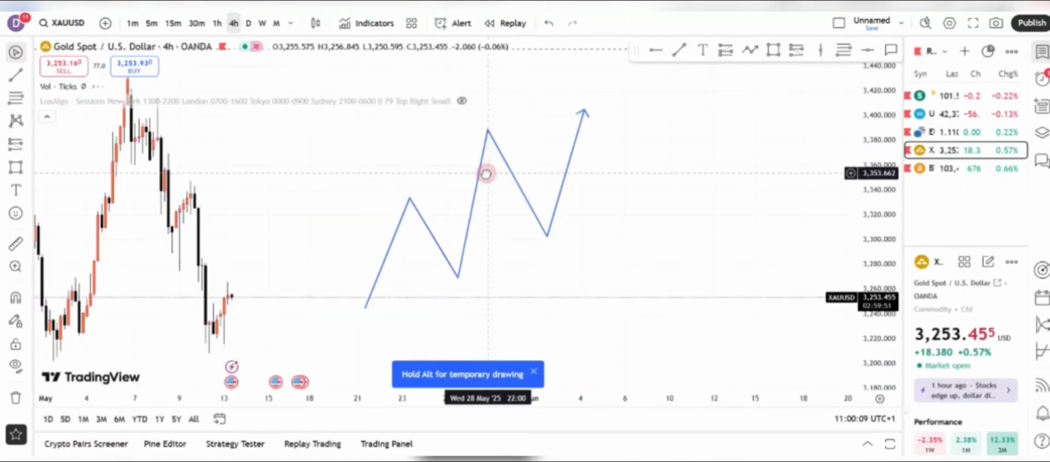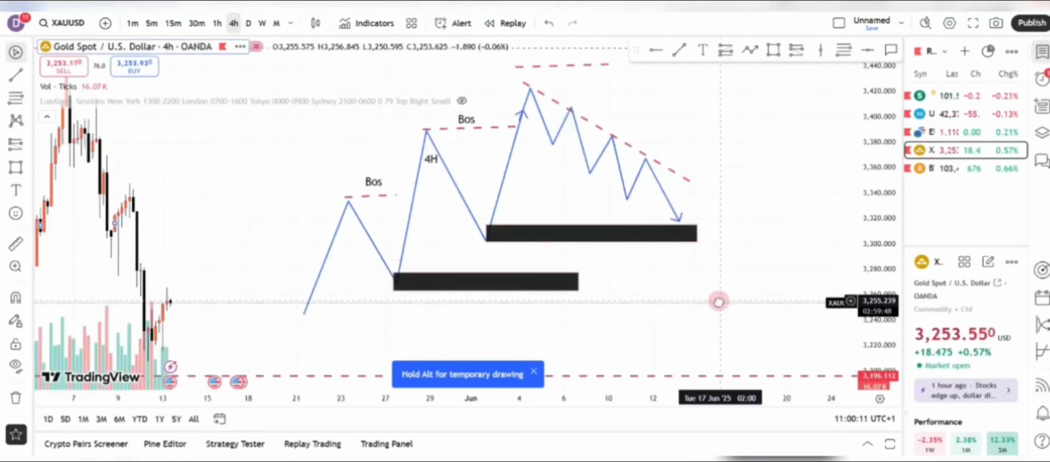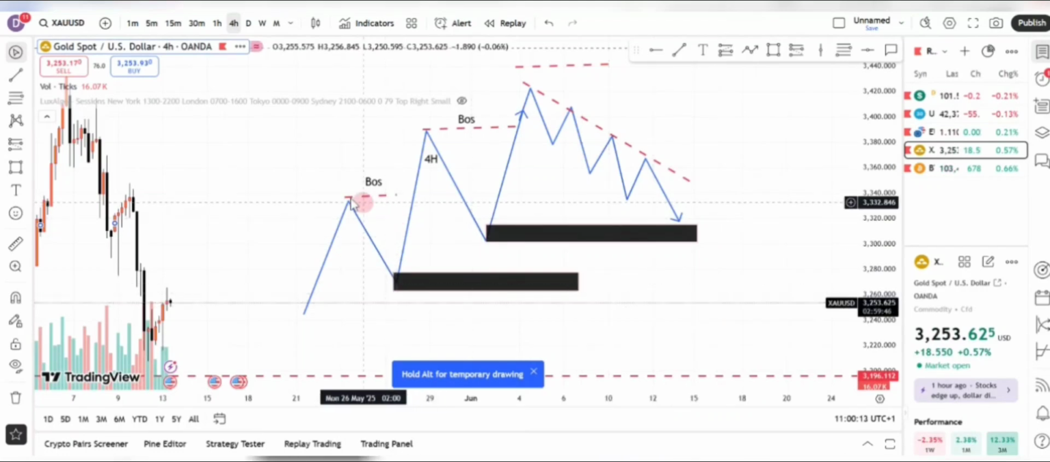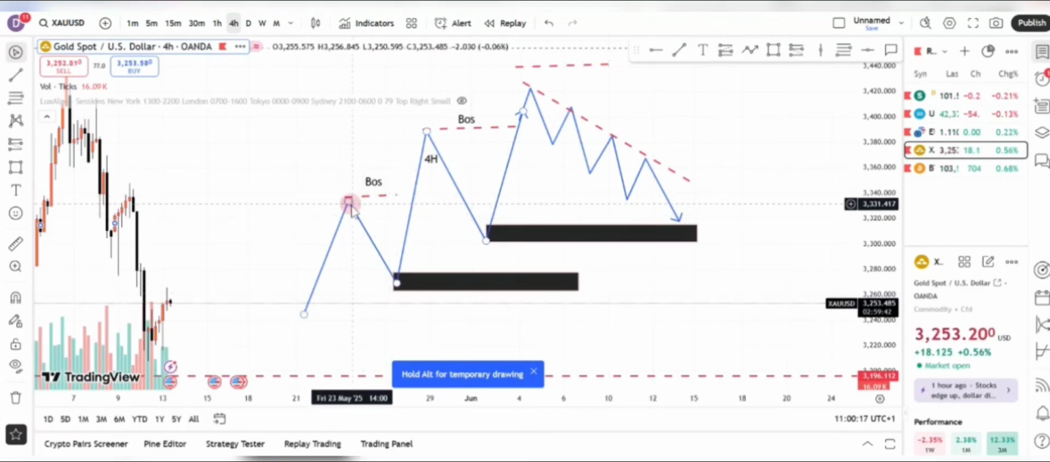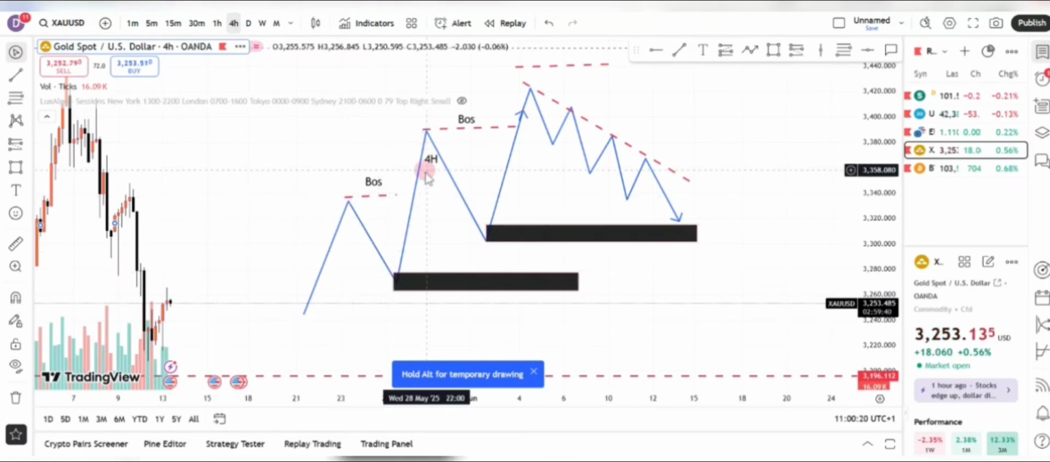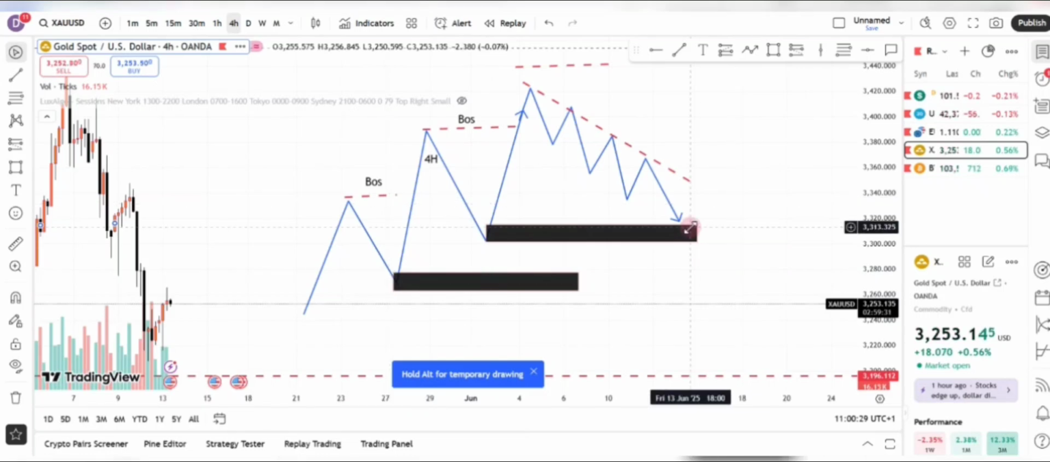Okay, so this is 4 hours. Now, if this is 4 hours, and I'm having a structure like this on the 4 hours, when price is here, I want to buy. When price is here, I want to buy. When price is here, I want to buy.